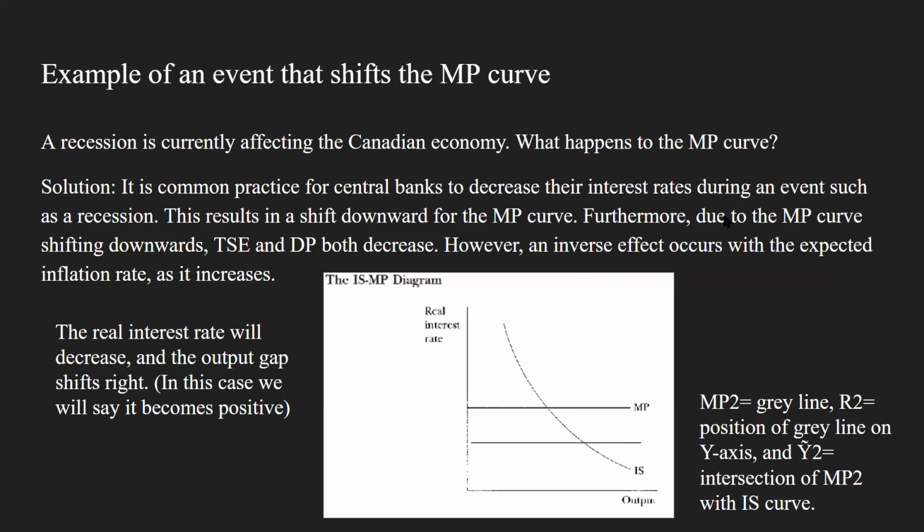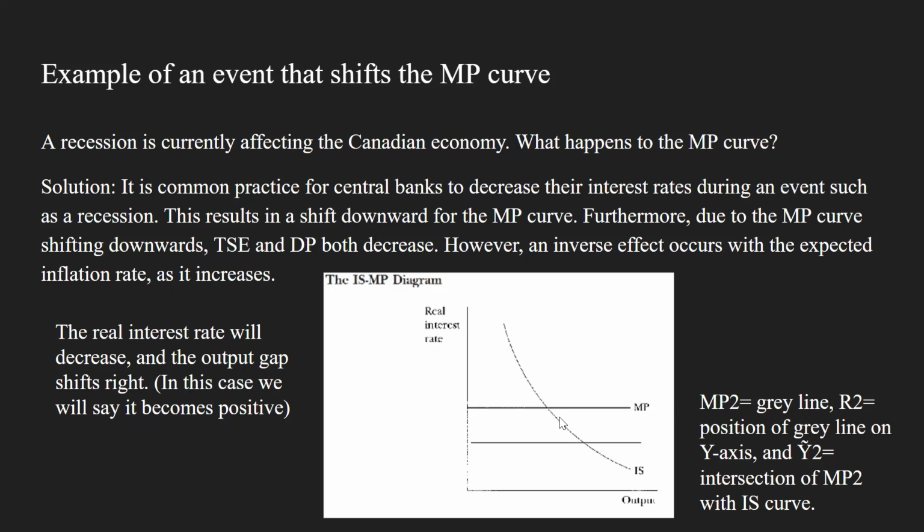Furthermore, due to the MP curve shifting downward, the term structure effect and default risk premium will also both decrease. Whichever direction the MP curve shifts would be the direction in which they increase or decrease, basically. But an inverse effect always occurs with the expected future inflation rate. It would increase if the real interest rate decreases. So the real interest rate, R2, would decrease in this example.